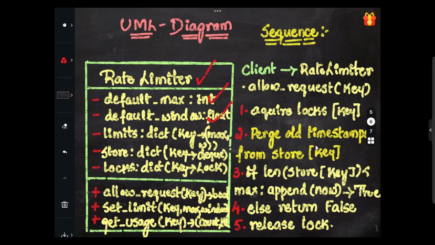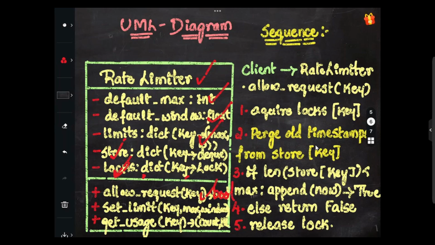Then we will have the limits, a dict of key to (max, w). As per the discussion, we will have the store and locks. Store is a dict of key to deque, and locks is a dict of key to lock. You can look into the UML diagram here. Then we have the allow request method, allow_request of key, which returns a bool, that is, type boolean.